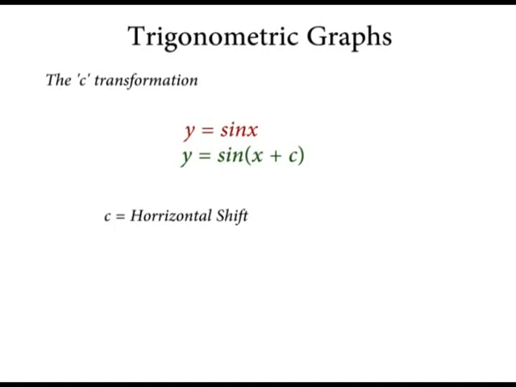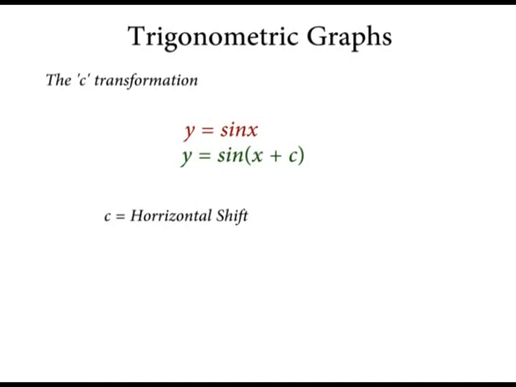The last transformation is the C transformation, where we have a constant C added to the variable, but still inside the function. This transformation produces a horizontal shift, either to the left or to the right. If you remember, the D transformation was a vertical shift. Positive D shifted the graph upwards, and negative D shifted it downwards.